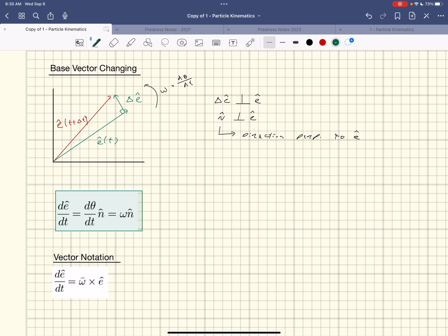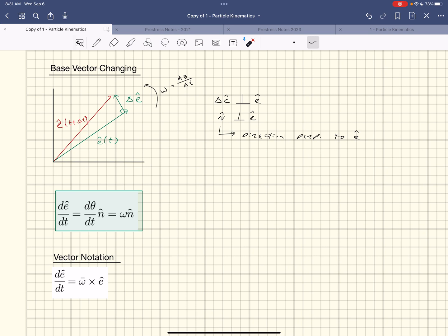So later on, all the proof behind this is in the textbook if you want to dive in, but just trust me on this one. When you take the derivative of a base vector, it ends up being omega in a direction perpendicular to the original direction. That'll tell us what that derivative is. Okay, so trust me with that.